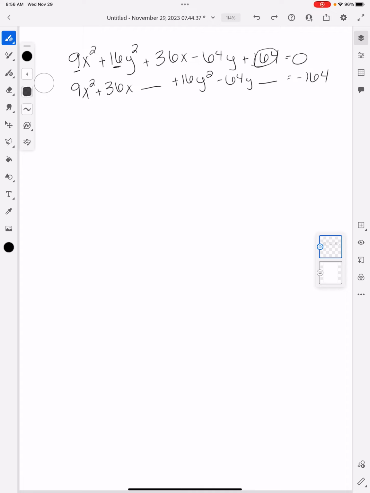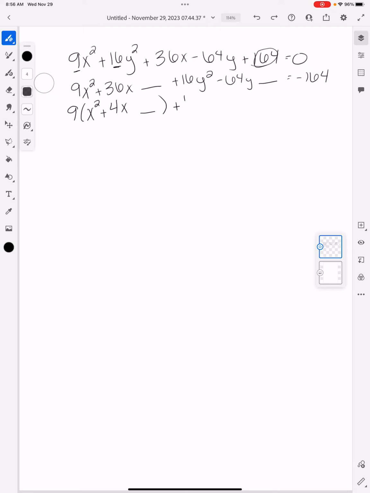Now, there's a number in front of x squared. So completing the square becomes infinitely more complicated when there's a number in front of the x squared. So what we're going to do is factor out that number. And remember, when you factor a number out, you're dividing. So this is 9x squared divided by 9, which just leaves me with x squared. This is 36x divided by 9, which is going to leave me with 4x. And then I'm still going to have that blank.